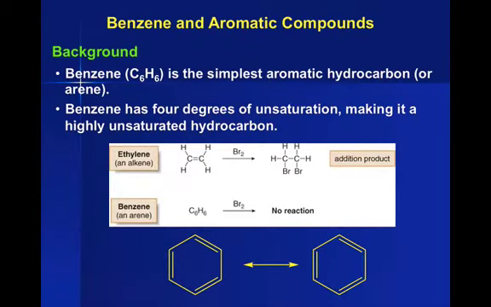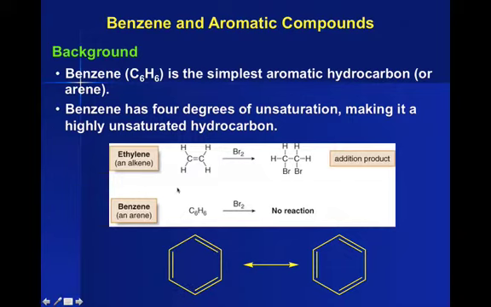So it turns out that benzene is the simplest aromatic hydrocarbon. As you'll recall, that functional group is also known as an arene. Benzene has 4 degrees of unsaturation, making it a highly unsaturated hydrocarbon. If you look at the structure of benzene, it's C6H6, and we get the 4 units of unsaturation because we have a single ring, so that's 1 unit of unsaturation, plus the 3 double bonds.